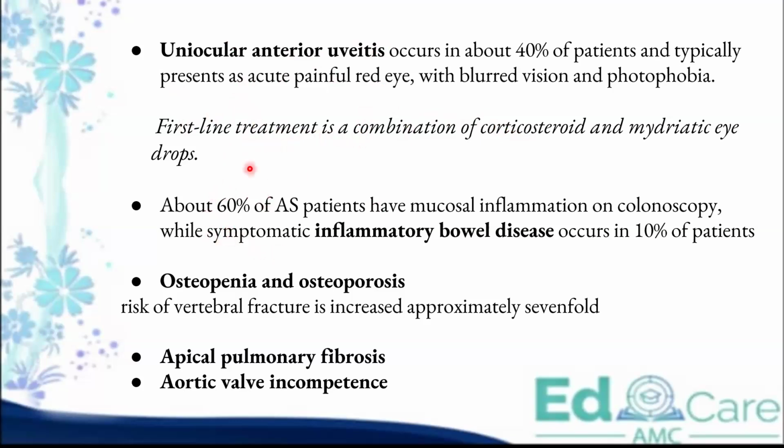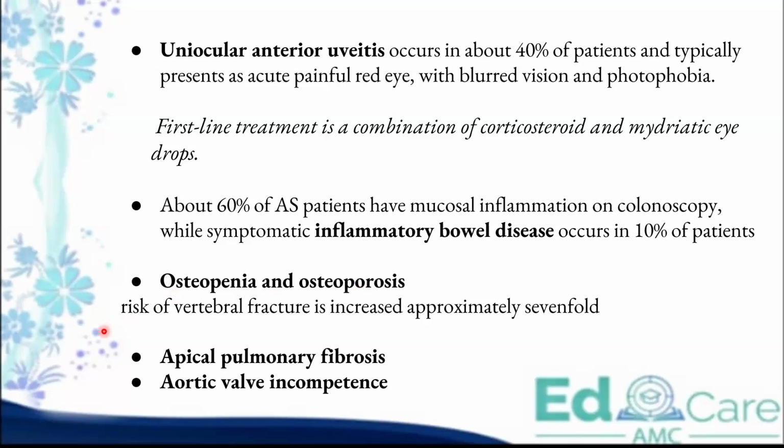About 60%, more than half of the patients, have mucosal inflammation on colonoscopy. So there is inflammatory bowel disease. IBD also has an association with HLA-B27. If you can recall from your final year, inflammatory bowel disease has HLA-B27 association, right? But 60% of them will have inflammation, and out of that, only 10% will have inflammatory bowel disease. So IBD is an association. These two I particularly put because these have been MCQs, right?